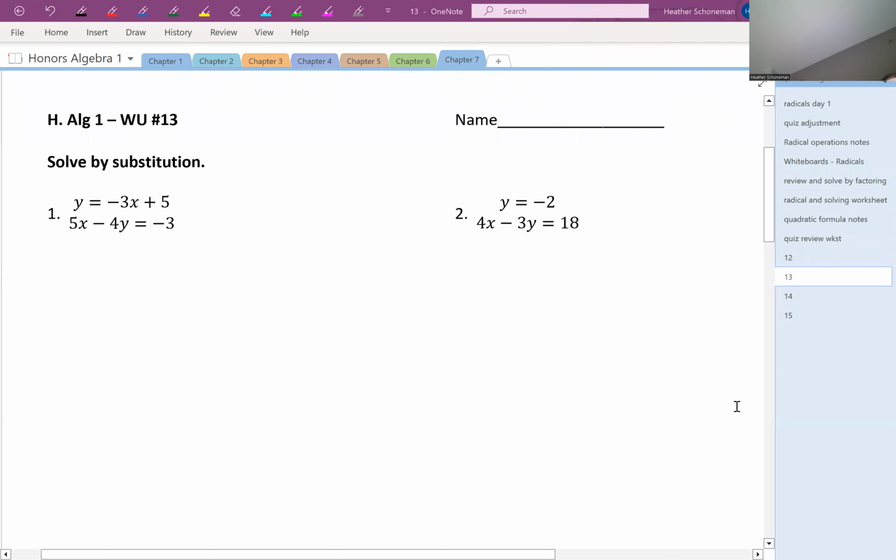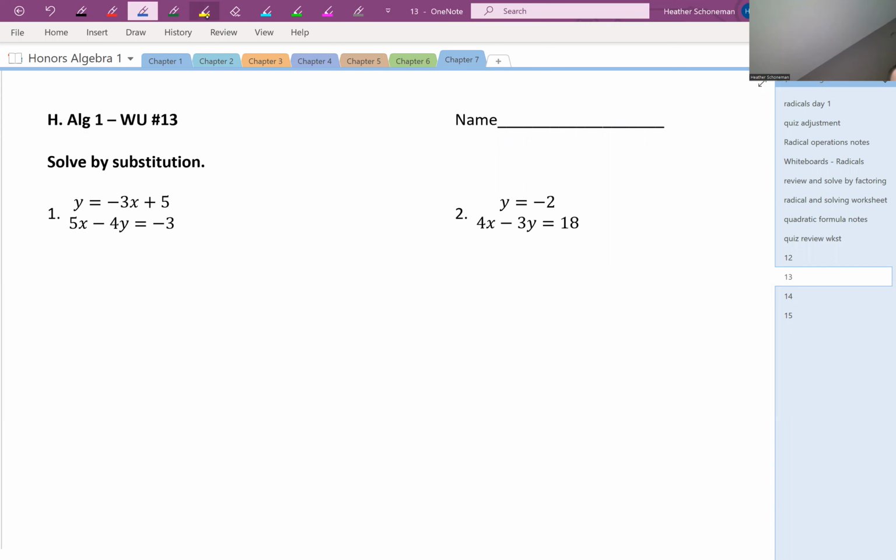Okay, this is the video for warm-up problem number 13. If you need it, great. If you don't, great. If you want to just use part of it, that's fine too. Remember that these first two that we're going to do are substitution only, last class and today, and then next week we'll do elimination, and then on the test you get to pick whichever method you would prefer or works best for the problem.